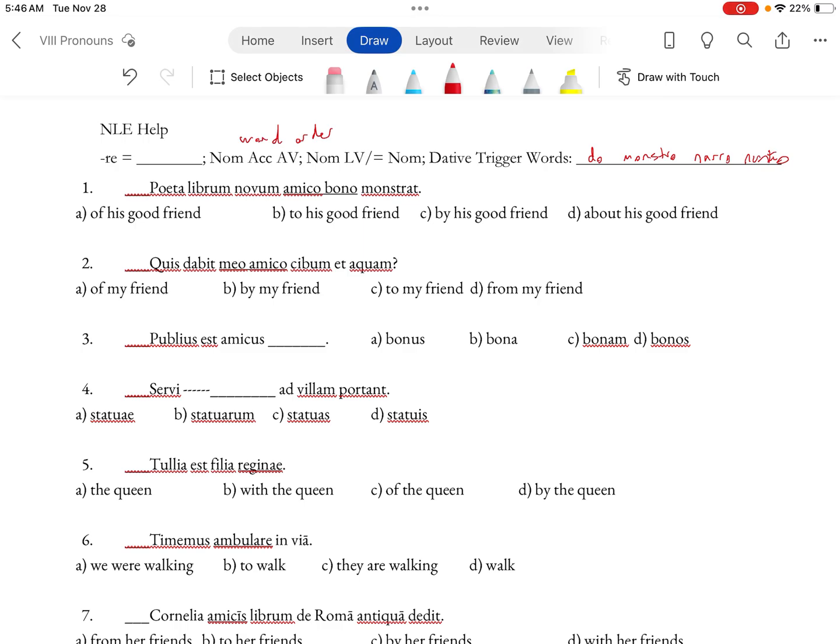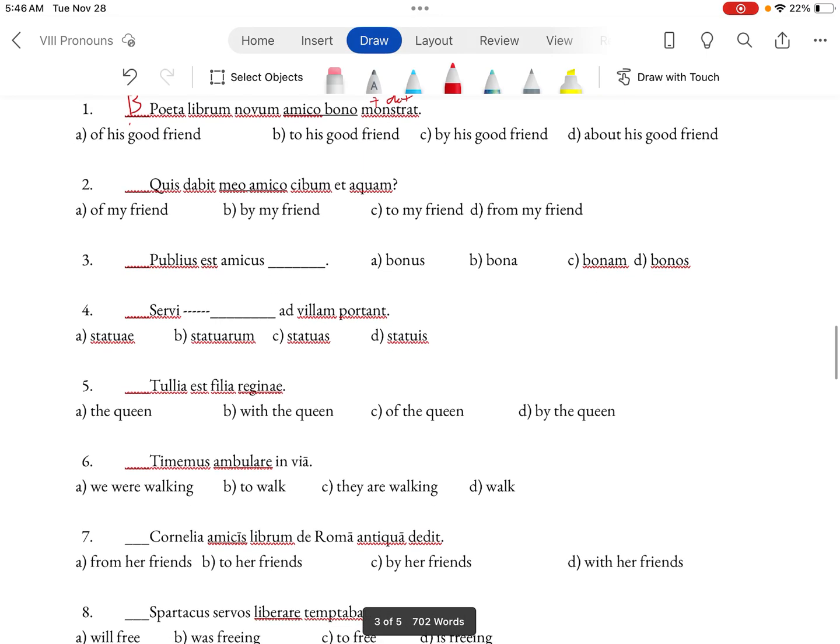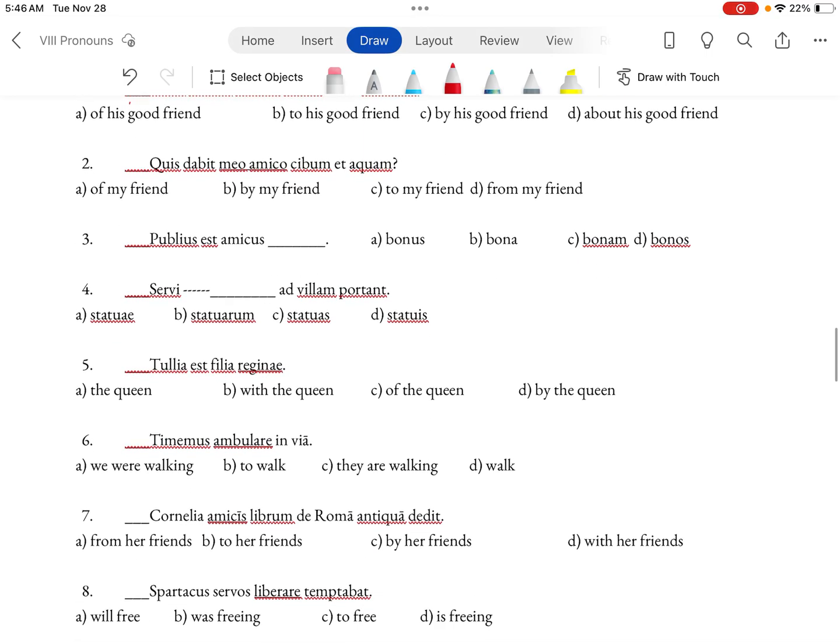So amico bono, that can be dative or ablative, but we have this dative trigger word. So that's going to let us know it's B, to his good friend. Meo amico again, we have this dative trigger word do. So meo amico is going to be C, to my friend. If you want to try the rest of these out, that's sweet. Pause or advance the video, and then you can go back and check to see what you missed and what you got right and get an explanation, or you can just follow along.